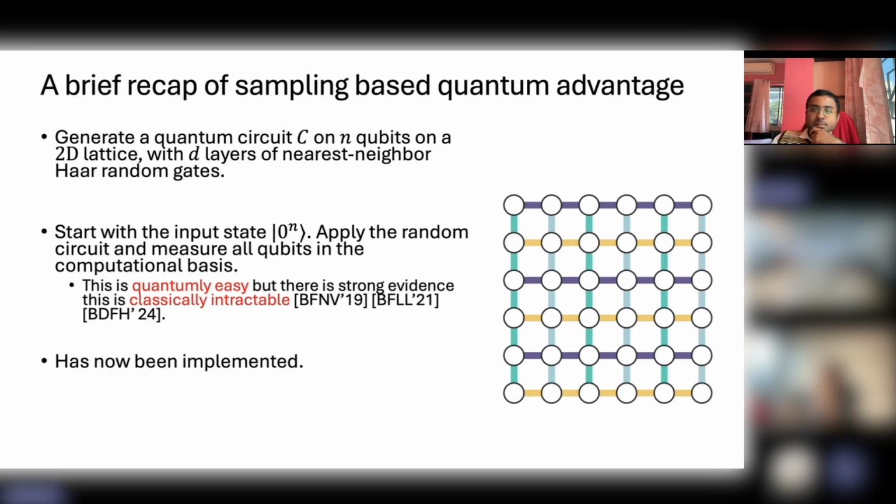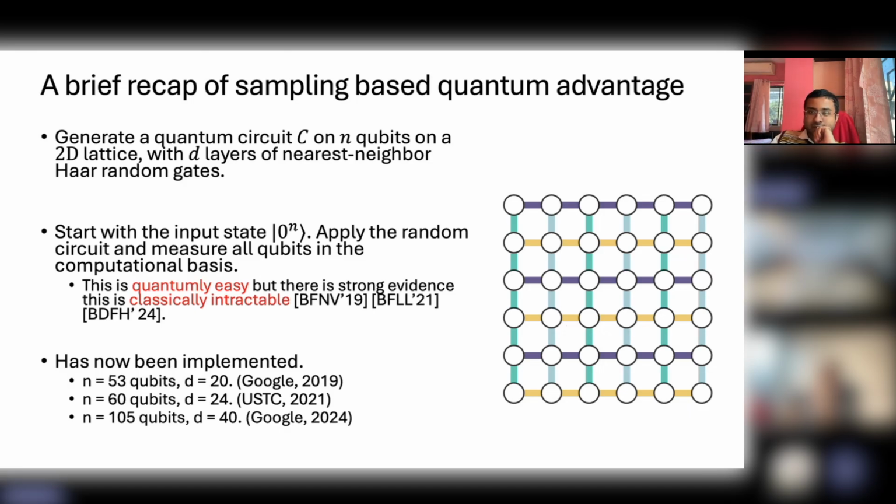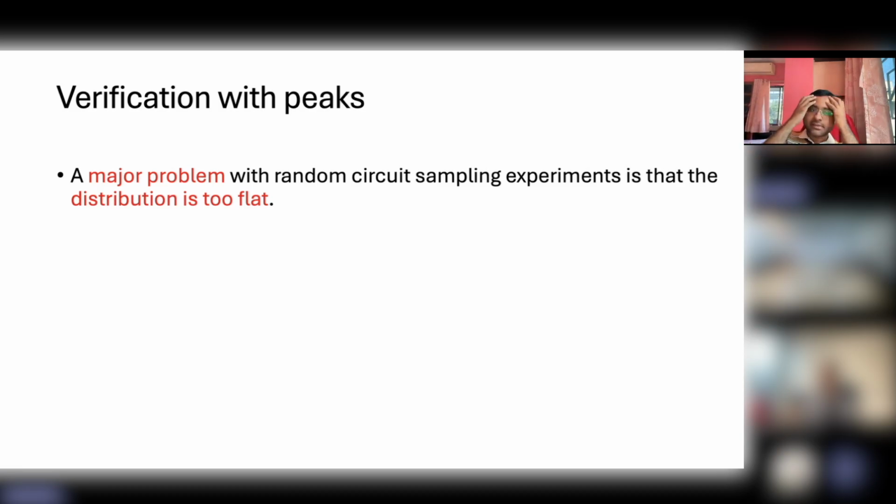And it has now been implemented. Google started with 53 qubits and depth 20, then followed it up with 60 qubits, then 105 qubits. And I think this is the state of the art, 105 qubits. So how do we verify these experiments? One major feature of these sampling experiments is that the output distribution produced by random circuits is extremely flat.